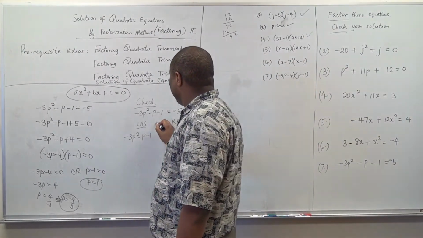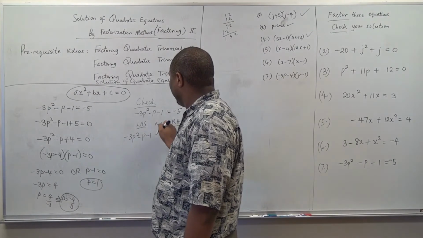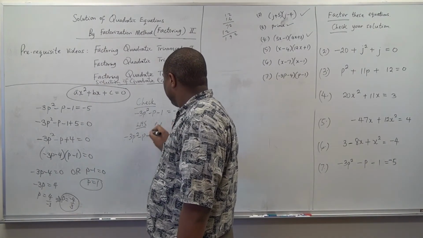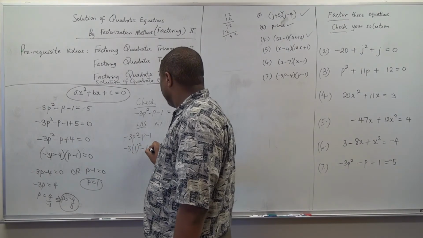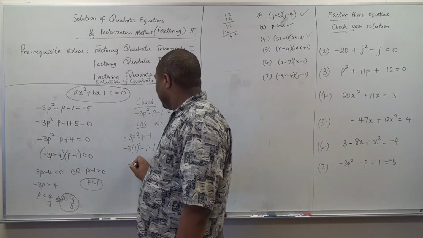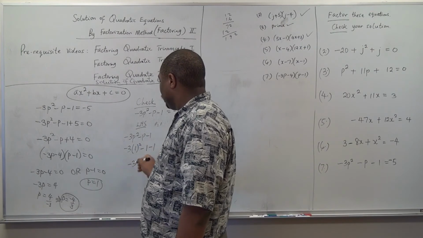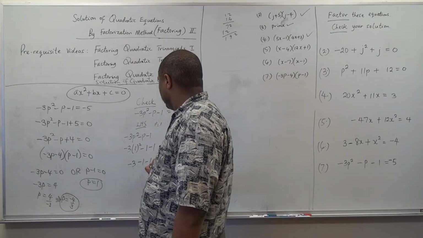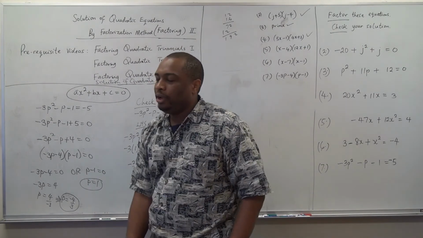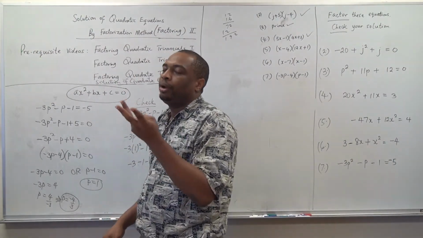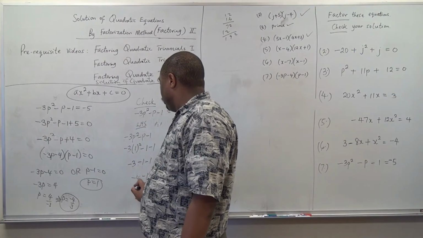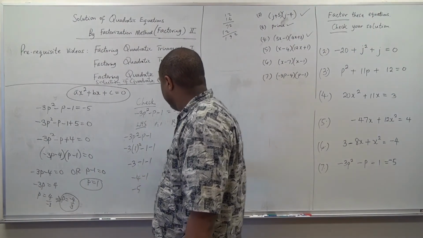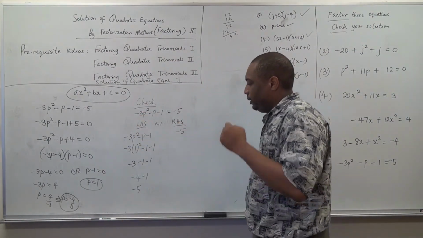So let's check p equal to 1. So plug it in. So this is negative 3 times 1 squared minus 1 minus 1. So this is negative 3. Of course, 1 squared is 1, minus 1 minus 1. So you owe 3, you owe 1, you owe 1. That means you owe 5. Negative 5, negative 5. Yay!